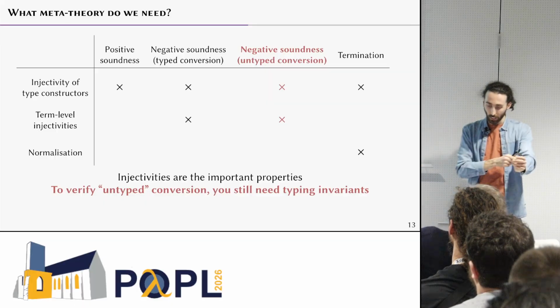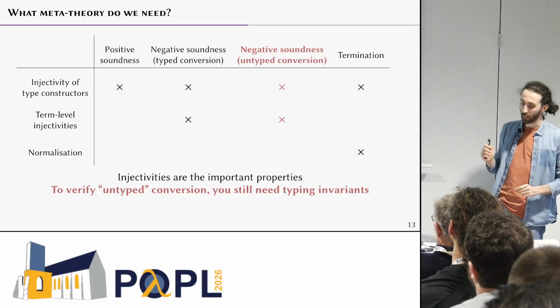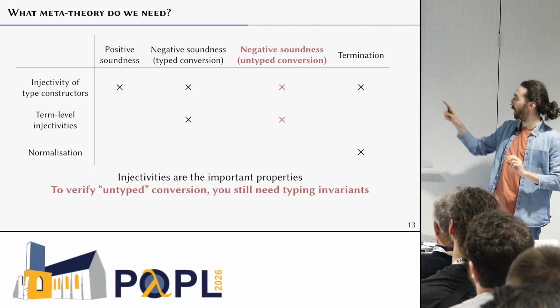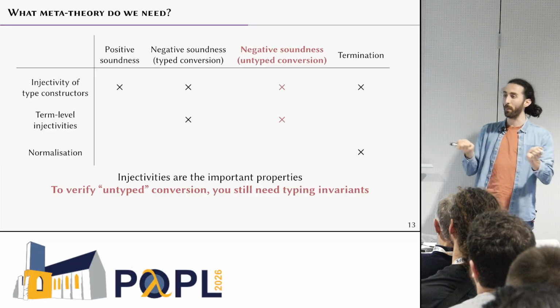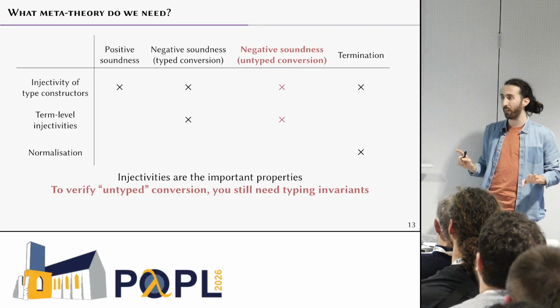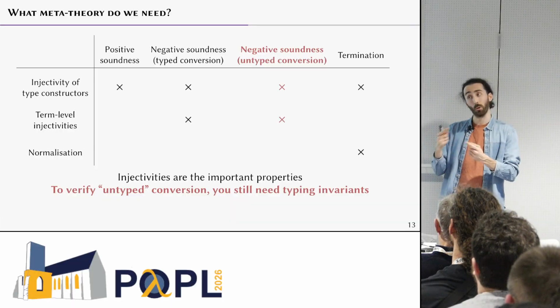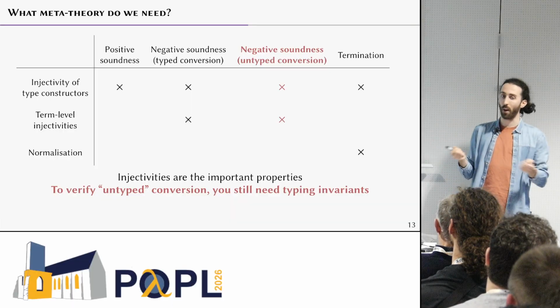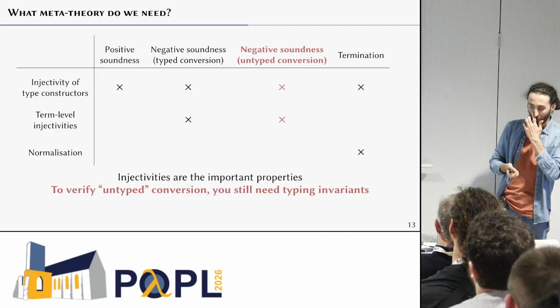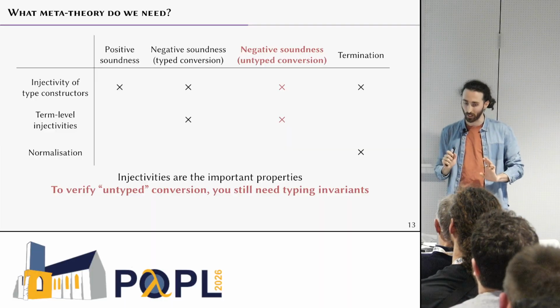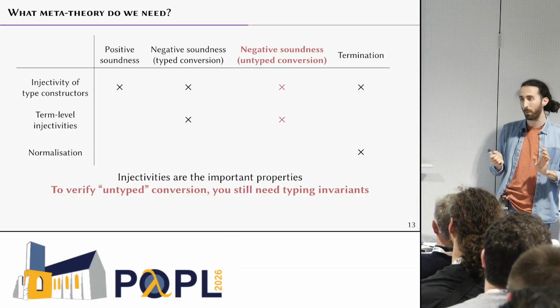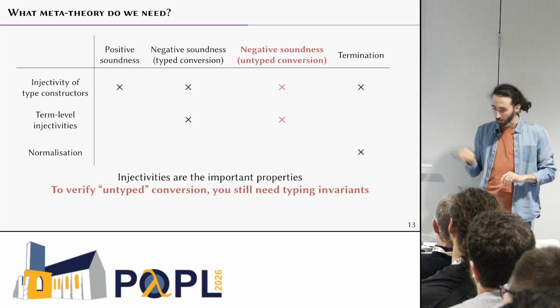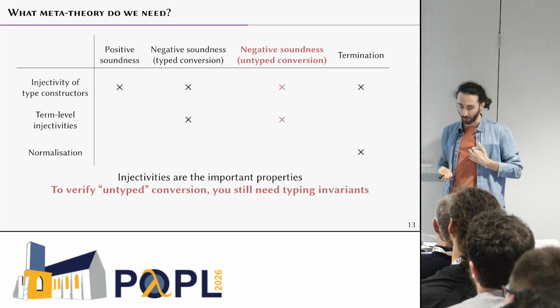And the second thing to notice here is that even though this implementation of untyped conversion looked like it was not maintaining type information, if you want to verify it, the first thing that you're going to do is write down invariants that are going to have typing information in them. So I think calling this untyped conversion is not quite reasonable. I think it would be better to call it term-directed conversion, a more honest name for it, if you're really trying to verify it.